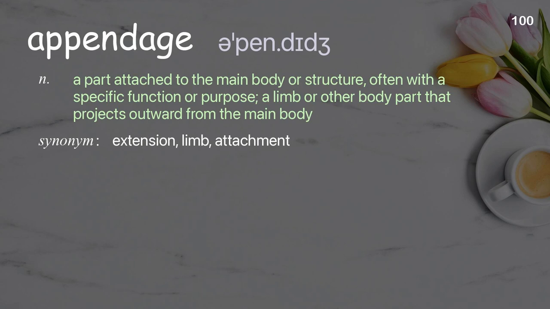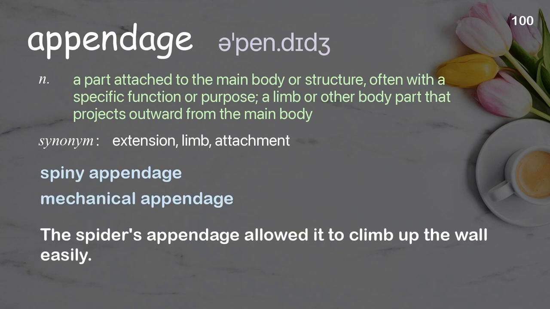Appendage: a part attached to the main body or structure, often with a specific function or purpose, a limb or other body part that projects outward from the main body. Examples: spiny appendage, mechanical appendage. The spider's appendage allowed it to climb up the wall easily.